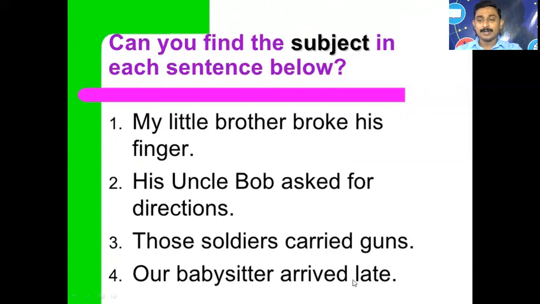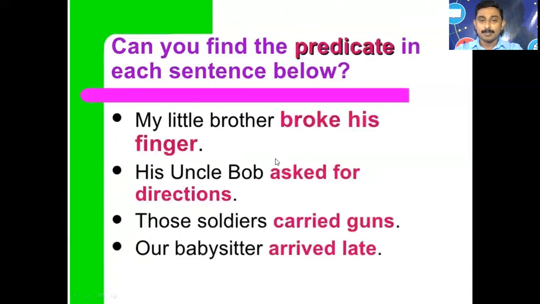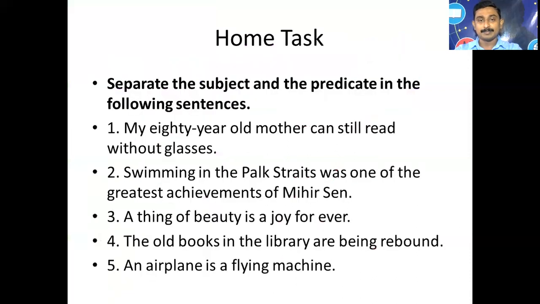A babysitter arrived late. What is the verb here? Arrived. Who arrived late? Our babysitter. So our babysitter is the subject. What did the babysitter do? Arrived late. Arrived late is the predicate. So when you divide subject and predicate, please remember one thing. After identifying the verb, the part that comes before the verb is subject and the part that goes along with the verb is the predicate. So please make sure that you divide in such a manner.